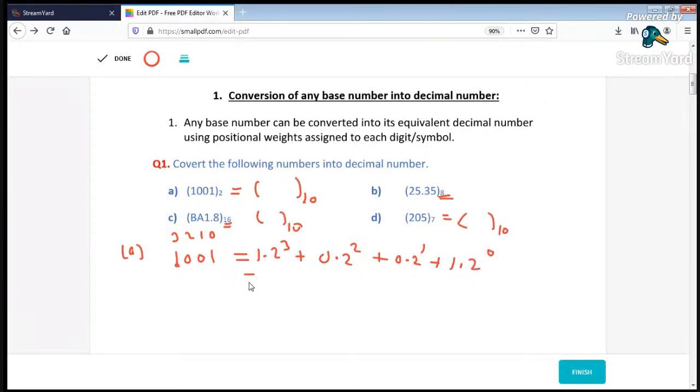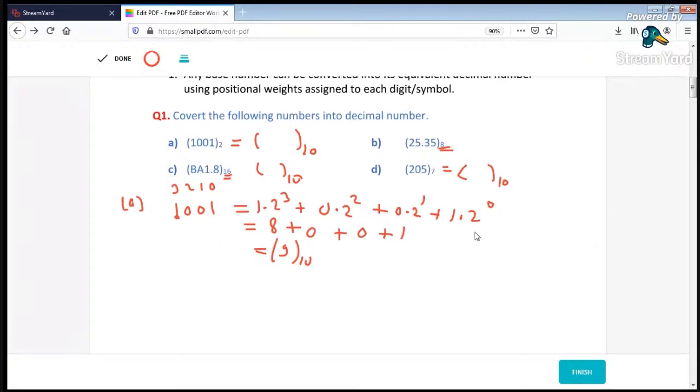Now you solve this: 1 into 2 to the power 3 is 8. This one becomes 0, this is also 0, as 0 into anything is 0. The last one is 1, so the total is 9. So the binary to decimal conversion gives the value 9.